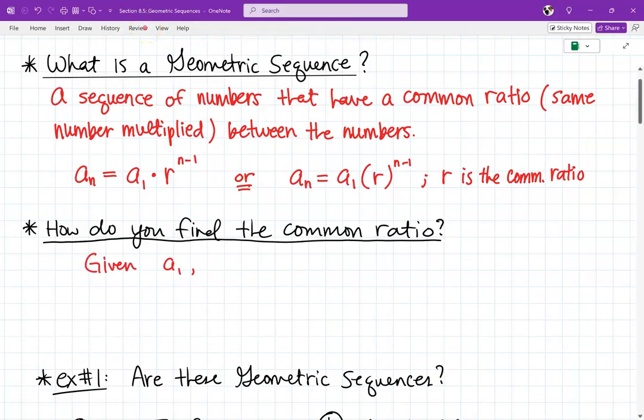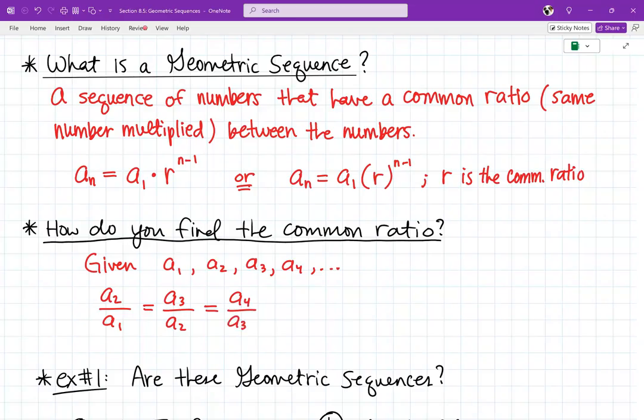Say you're given a couple of terms. The way you find the common ratio is you have to make sure that all of these terms, when you divide one by the other, give you the same value. Now you're going to divide them like this: the bigger term divided by the smaller term. So a sub 3 over a sub 2, a sub 4 over a sub 3, etc.